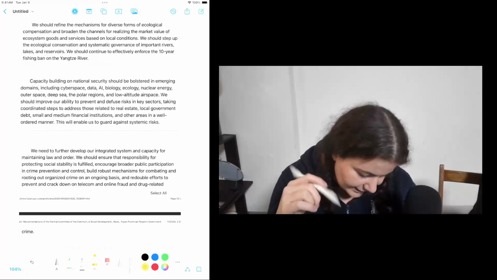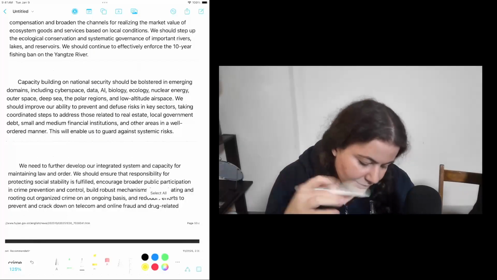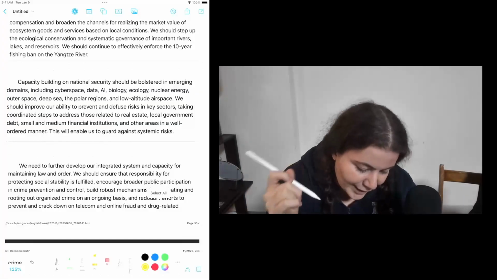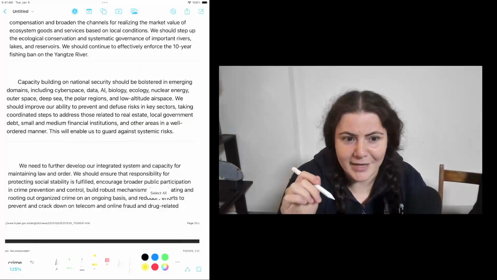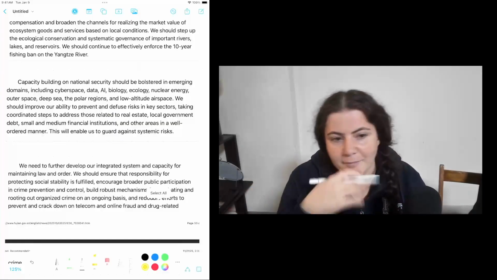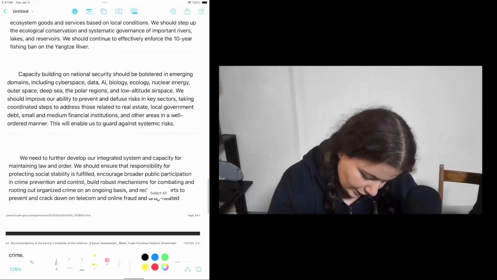So for example, let's read this next one. Capacity building on national security should be bolstered in emerging domains, including cyberspace, data, AI, biology, ecology, nuclear energy, outer space, deep sea, the polar regions, and low altitude airspace. Some of these things are not like the other things. Low altitude airspace, polar regions, that's a lot more specific than biology and ecology. So that specificity I found very interesting, and it's something to be on the lookout for.